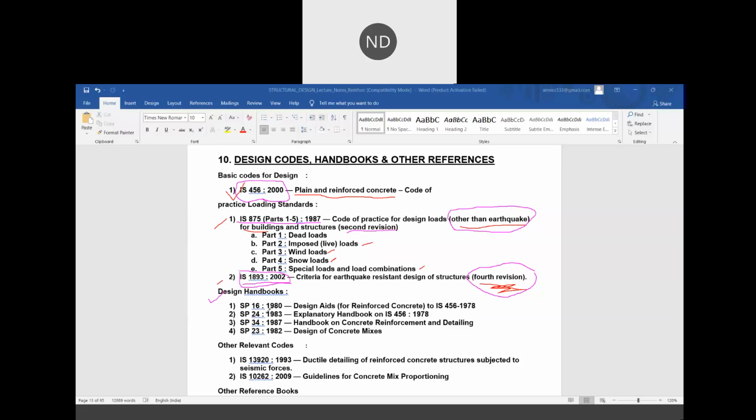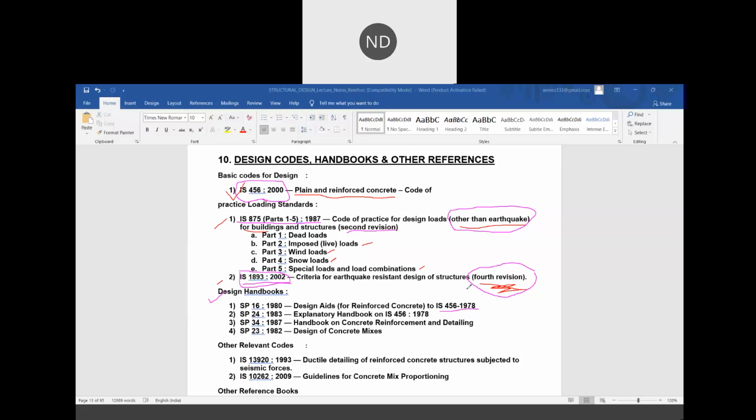Then we have some design handbooks. Design handbooks are your steel tables. SP16 1980 is what? Design aids for reinforced concrete to IS 456 1978. Some of the specifications of IS for reinforced concrete are mentioned here in this SP16.